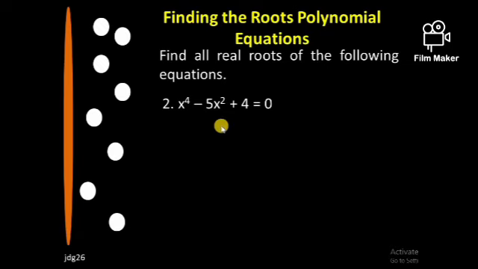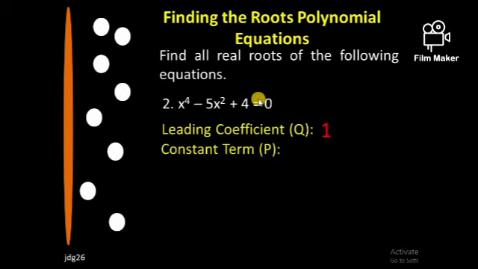Example number 2. X raised to 4 minus 5x squared plus 4 is equal to 0. So, in this case, ang given natin ay hindi naka-factored form. So, ano-ano nga ba ang mga dapat nating tandaan? We need to identify the leading coefficient. Represent natin siya as Q. The leading coefficient is the coefficient of the term with the highest exponent. So, we have 1. And then, the constant term, we have positive 4.